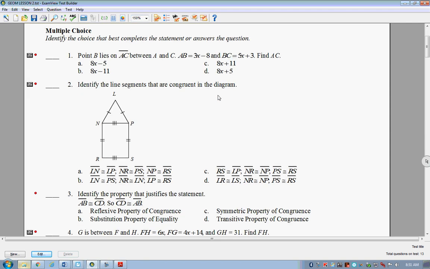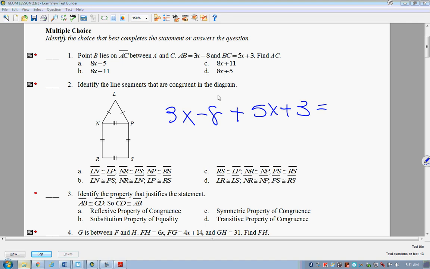Okay, point B lies on AC, between A and C. AB is 3x minus 8. BC is 5x plus 3. Find AC. We don't know that B is a midpoint, correct? We don't know that, but we do have the segment addition postulate, meaning that AB plus BC is going to equal AC. So at this point, I'm doing 3x minus 8 plus 5x plus 3 is going to equal AC.